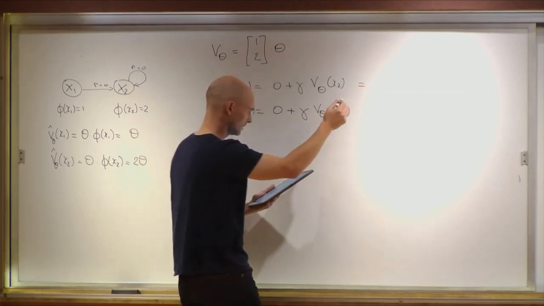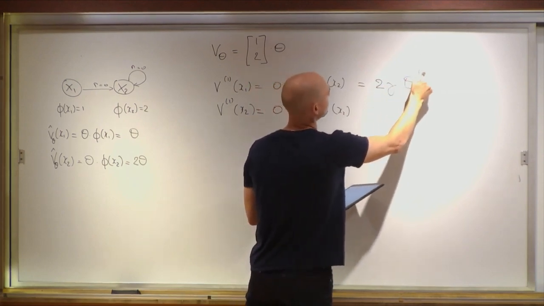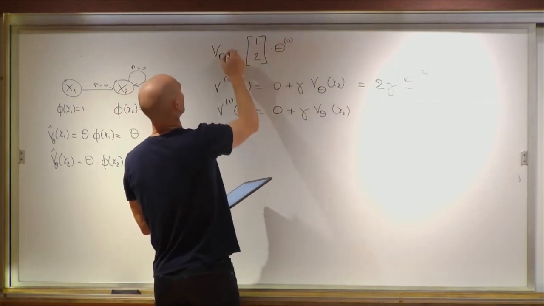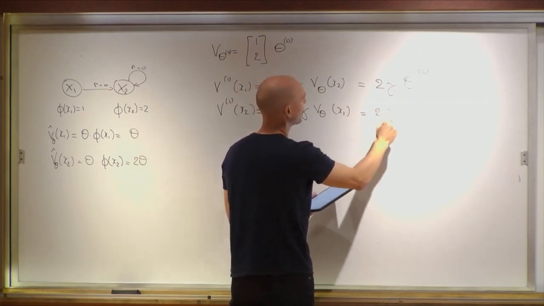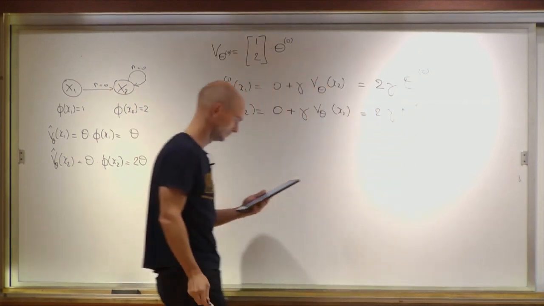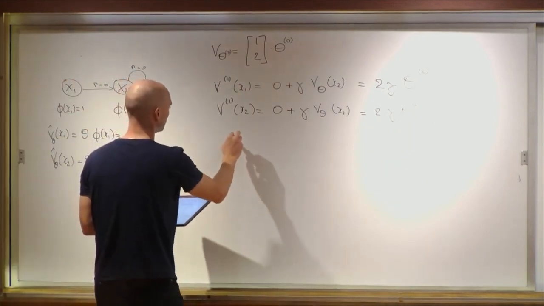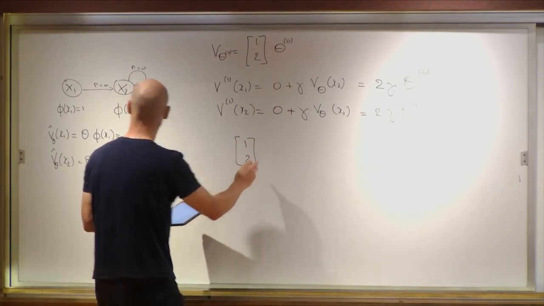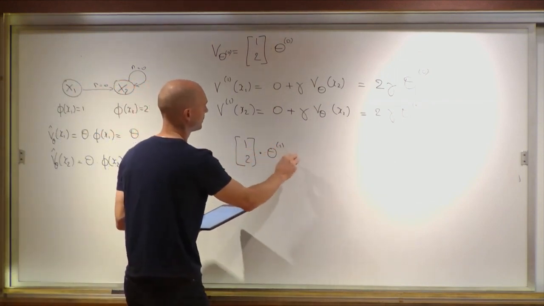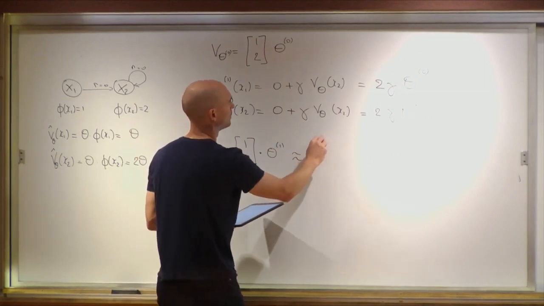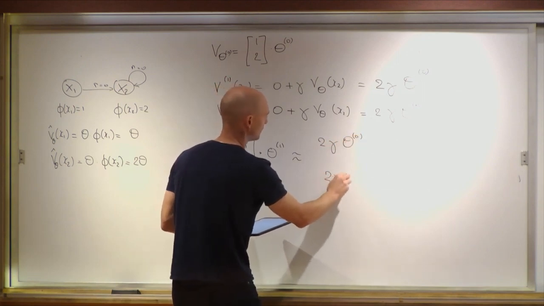So this, if we write it out, is going to be 2 gamma times theta 0. Let's call this our theta 0. We initialize with theta 0. And then here we also have 2 gamma times theta 0. Now we need to do a least squares fit. We want to find a theta 1 such that 1, 2, which are our feature values, times theta 1 should be as close as possible to 2 gamma theta 0 and 2 gamma theta 0.